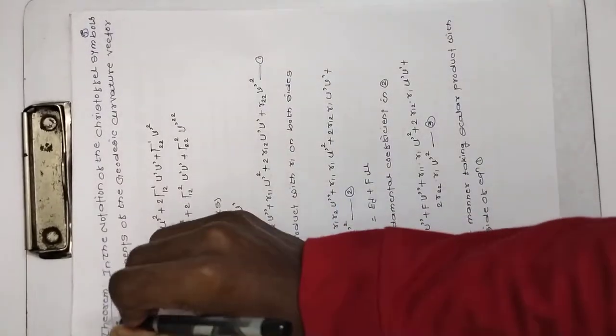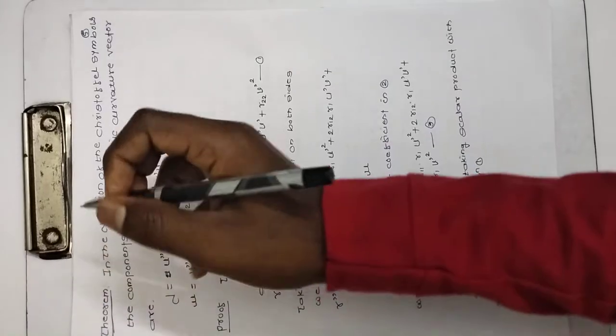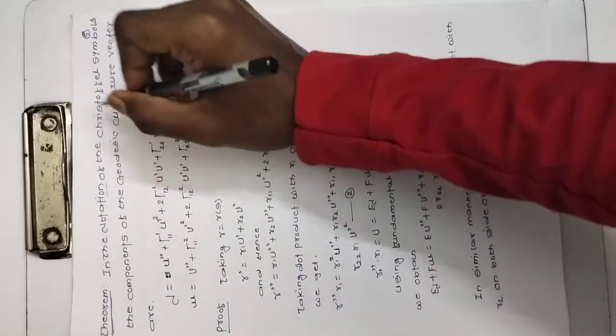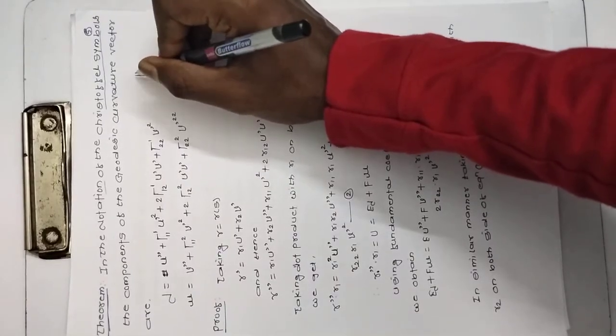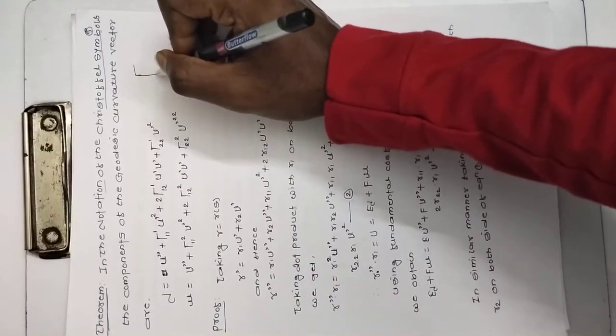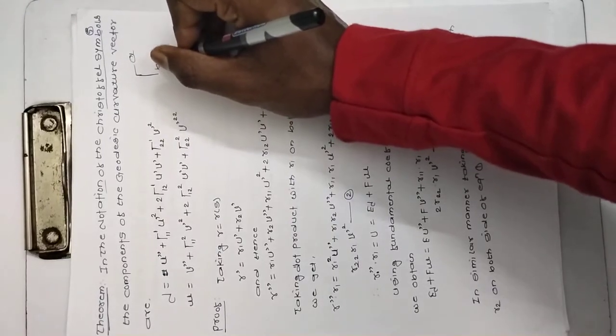Next theorem is in the notation of the Christoffel symbols. So this is a Christoffel symbol, with indices such as A, B, C. This is a Christoffel symbol.